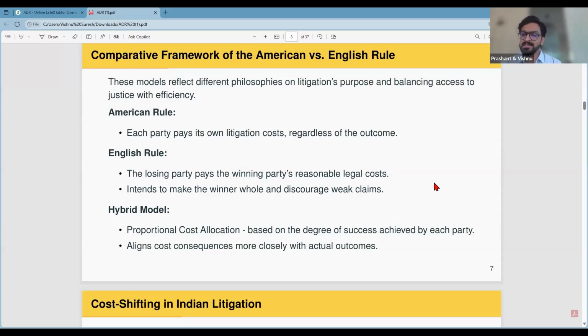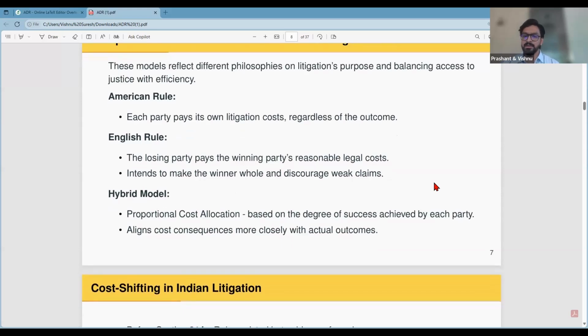Assuming that a claim has 10 issues, if party A wins 6 claims and party B wins 4, the cost will be allocated proportionately, in the 6:4 ratio. This is more closely aligned with the actual outcomes. The hybrid model is a more recent development compared to the more established American and English models.